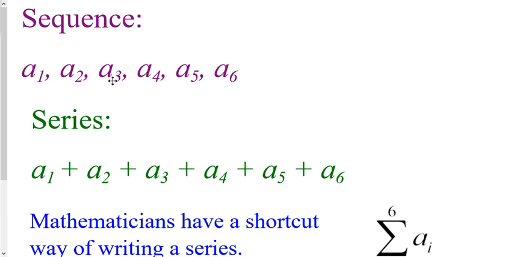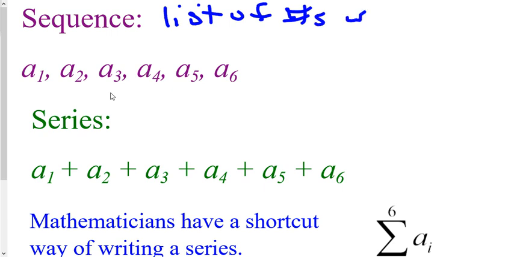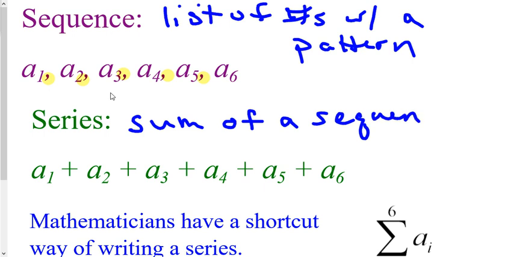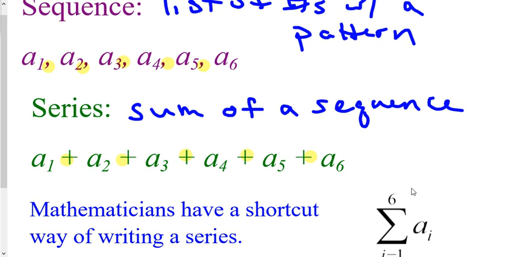So yesterday you talked about sequences. A sequence is just a list of numbers with a pattern. Okay, and notice they're all separated by commas. Right, that's a big thing. Well, today we're going to talk about series, and a series is just a sum of a sequence. So it takes that same list of numbers, and instead of just listing it, it adds all those numbers together. So plus signs in between versus commas.